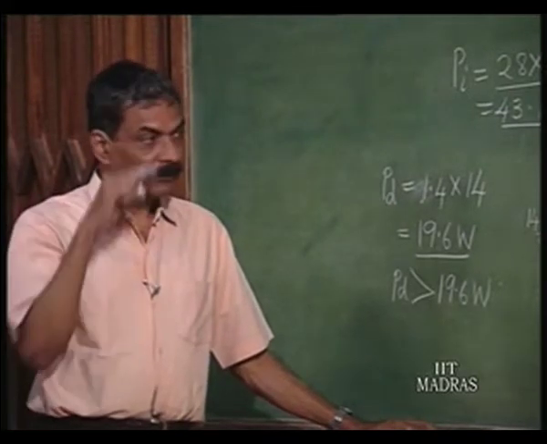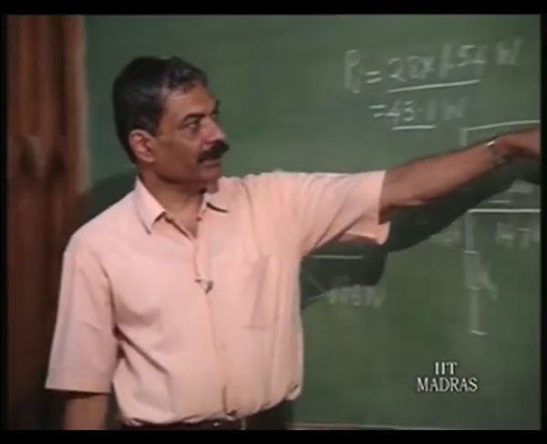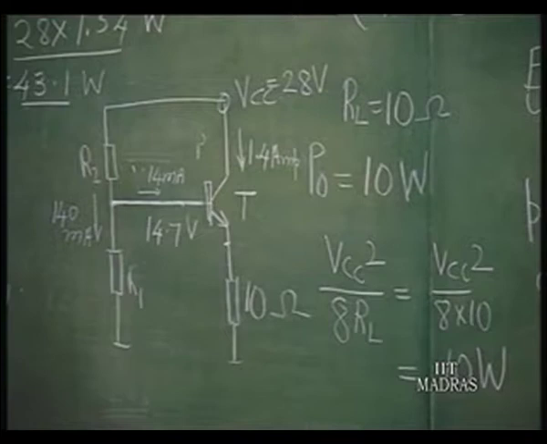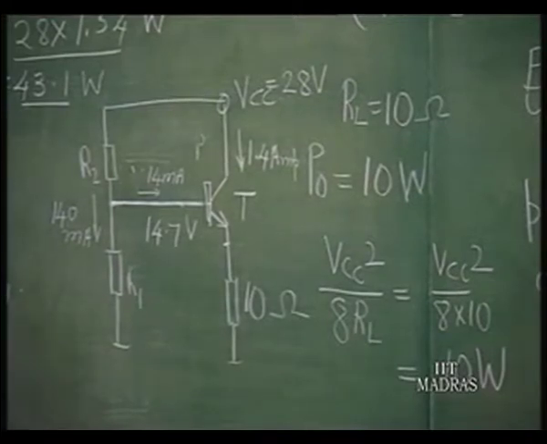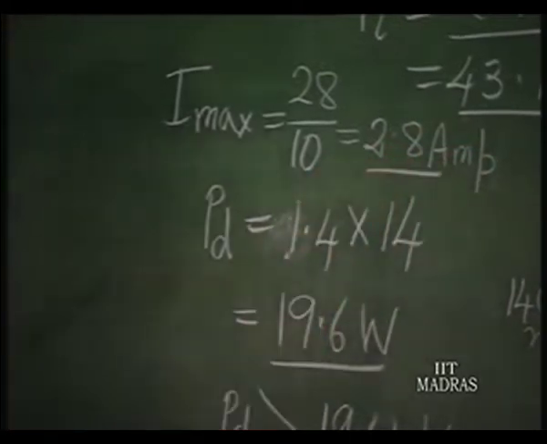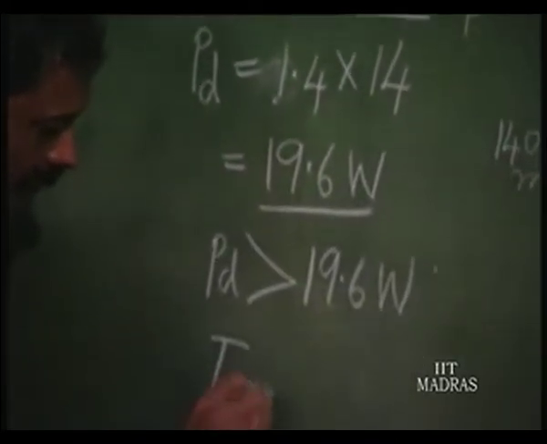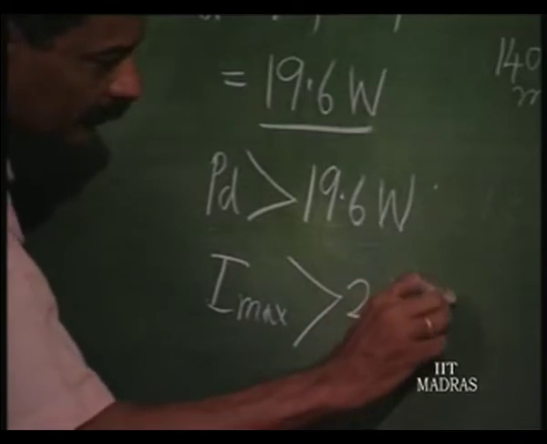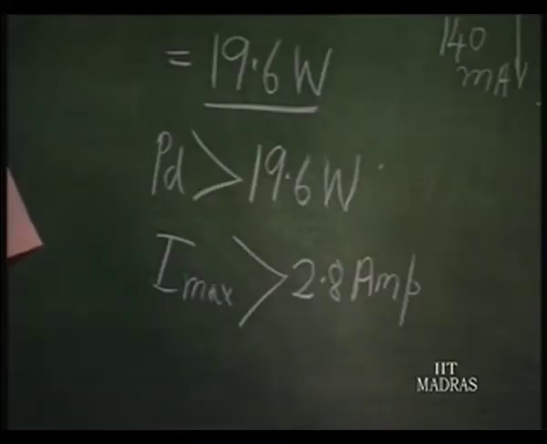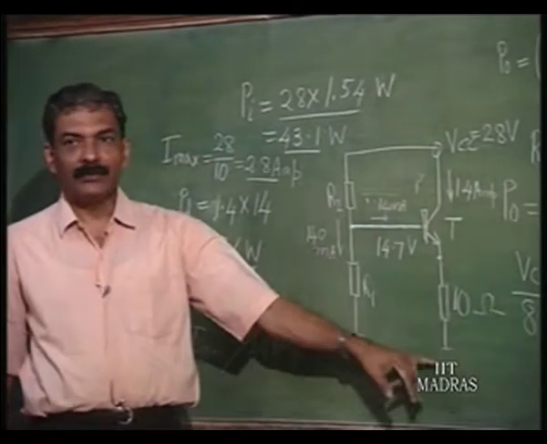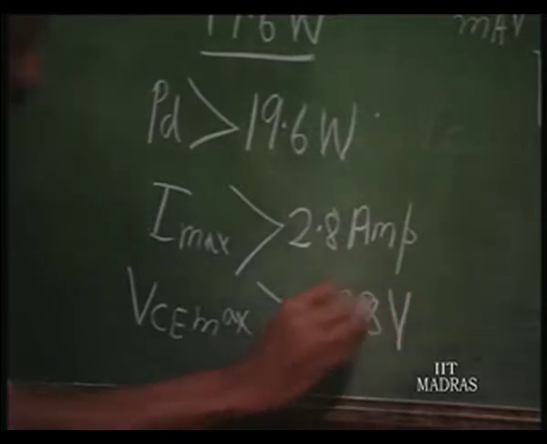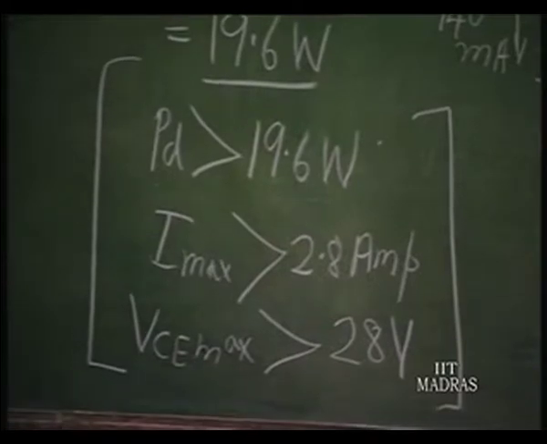The maximum current through the circuit is going to be 28 volts divided by 10 ohms when this goes to VCC. So, that is maximum current, 28 volts divided by 10 ohms, which is 2.8 amperes. So, the current rating of the transistor should be greater than 2.8 amperes, something like 3 amperes or so. And voltage rating obviously is 28 volts. VCE max should be greater than 28 volts. So, these are the ratings of the transistor required.